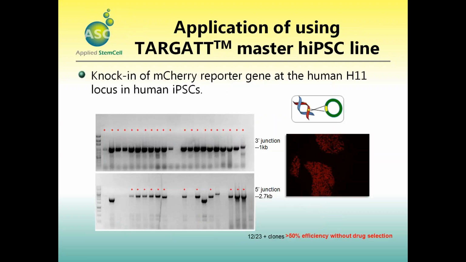By using the master iPS cells, we have successfully inserted an mCherry reporter gene. The PCR gel picture indicates that 12 out of 23 clones are positive with the right insertion. The efficiency is more than 50% without drug selection. So this is a very impressive result for using TARGATT.